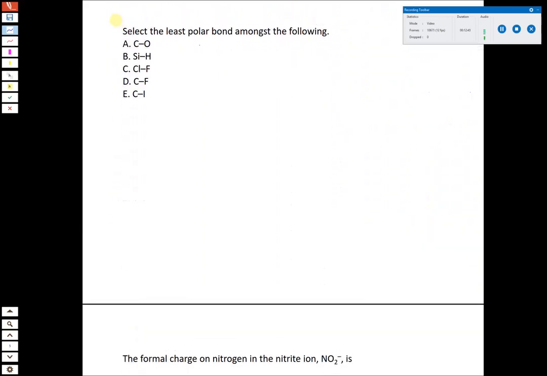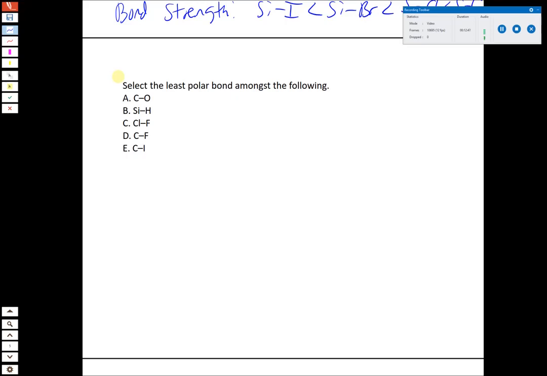All right, the next property we had to deal with for bonds is polarity. So remember that for polarity, we're looking at difference in electronegativity. So we have two atoms bonded to each other. They each have their own electronegativity, and the difference between those is what's going to dictate the polarity of the bond.